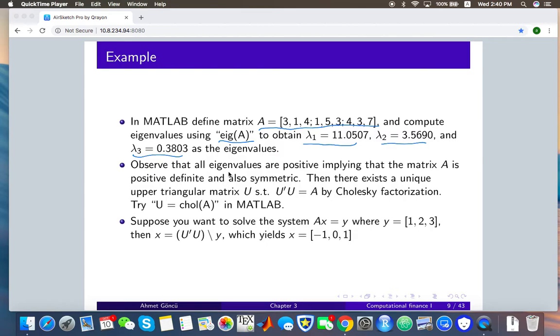In MATLAB, this can be done by using the Cholesky function here, and it's going to directly produce the upper triangular matrix U, which is what we need in order to decompose our coefficient matrix A. So instead of A, you can directly write U transpose U, and this will solve our system of equations. For this example, the solution is given as -1, 0, and 1.